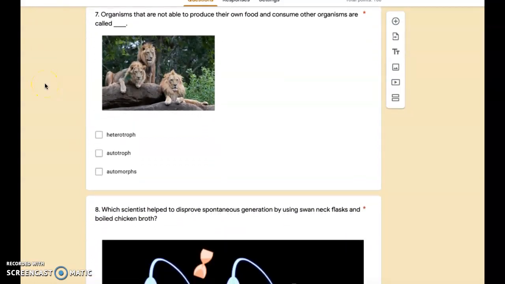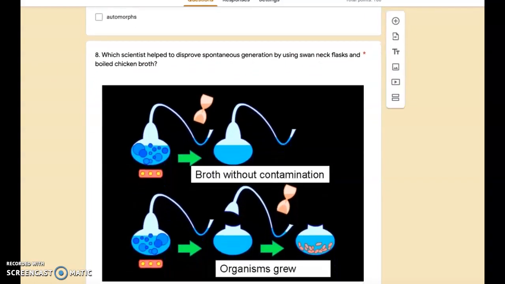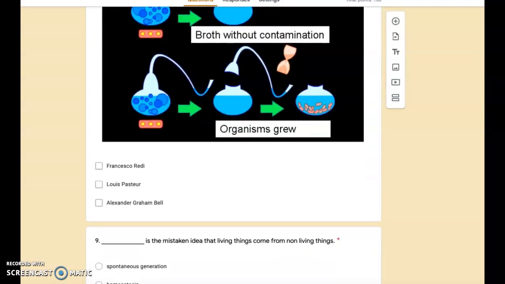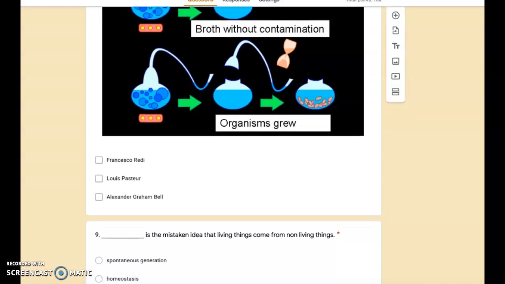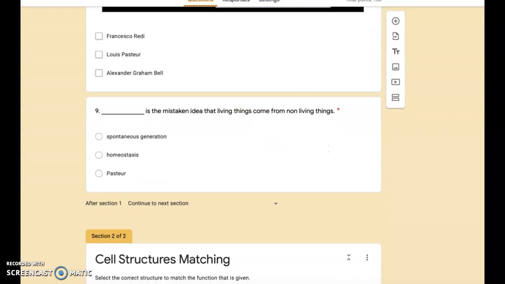Number 7. Organisms that are not able to produce their own food and consume other organisms are called heterotroph, autotroph, or automorphs. Number 8. Which scientist helped to disprove spontaneous generation by using swan neck flasks and boiled chicken broth? Was that Francesco Redi, Louis Pasteur, or Alexander Graham Bell? Number 9. Blank is the mistaken idea that living things come from non-living things. Is that spontaneous generation, homeostasis, or Pasteur?